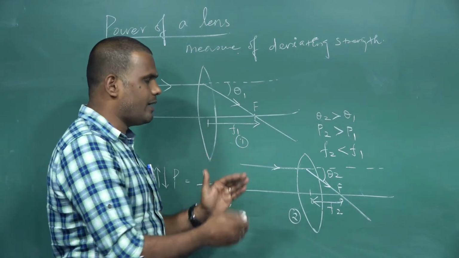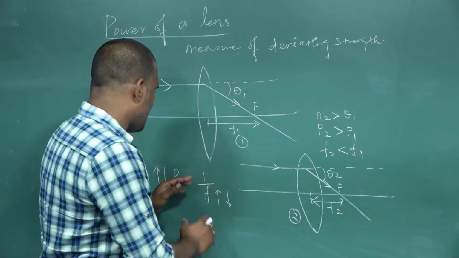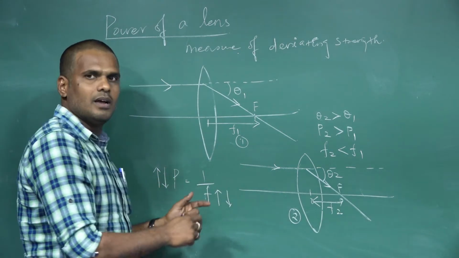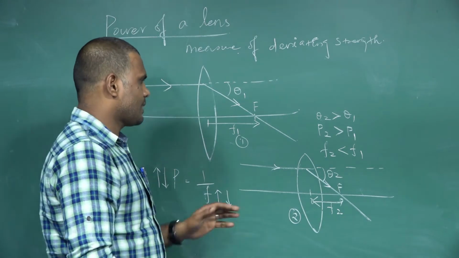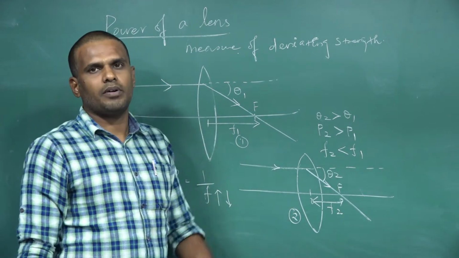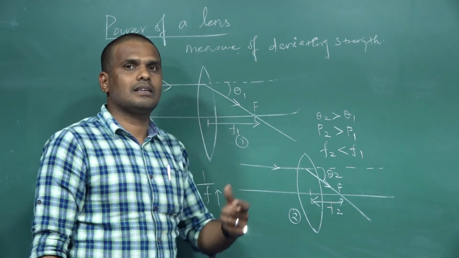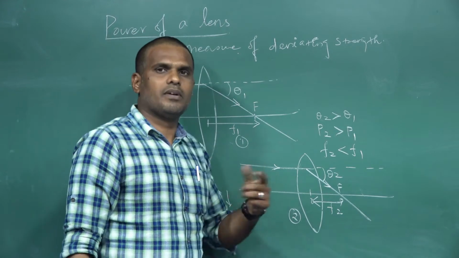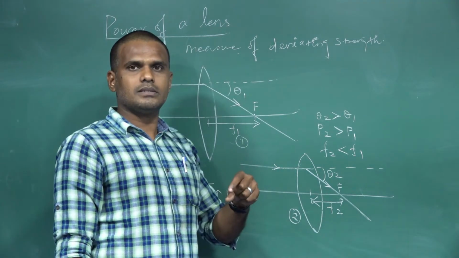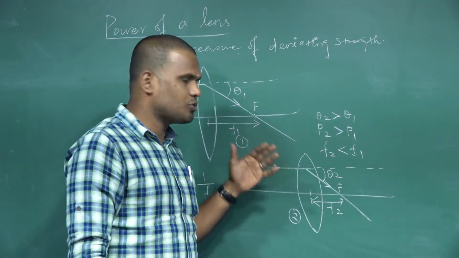So we can compare the power and the focal length of the lenses, which vary inversely. Power of the lens varies inversely with focal length. So greater the focal length, lesser is the power of the lens. Lesser the focal length, greater is the power of the lens. Power of the lens can also be defined in other words, like the measure of the degree of convergence or divergence of the light radiation passing through the lens.